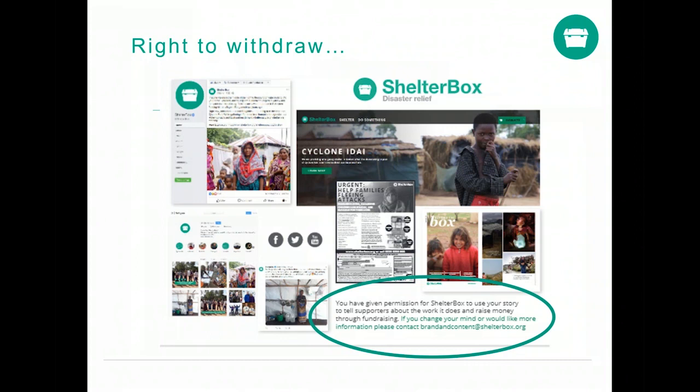Just one thing to add on that, actually. Although people have the right to withdraw consent, they need to be aware that there's a risk that that image might already have been used. But if that's the case, and they contact us to withdraw consent, it just means that the images won't be used again in the future. Yeah.